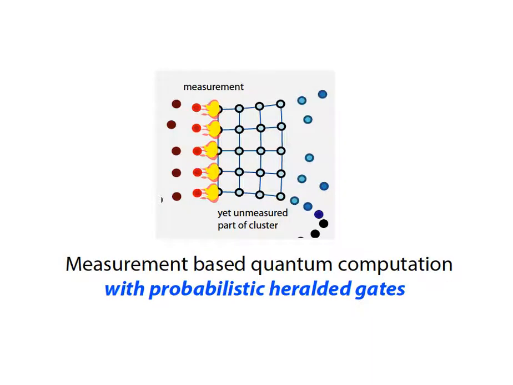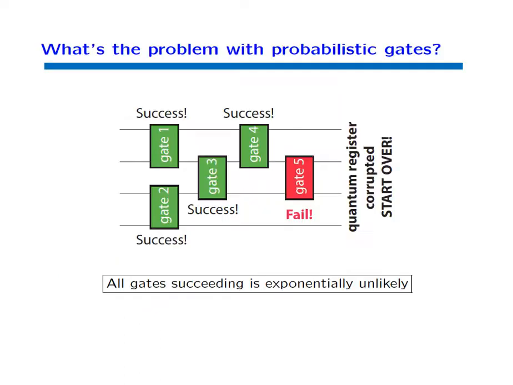And now we come to the subject of today's lecture, measurement-based quantum computation with probabilistic heralded gates. Probabilistic is not good, so this means that these gates sometimes succeed and sometimes fail. Heralded is good. This means that whenever the gate succeeds, we learn that, and when the gate fails, we learn that too. Let us first discuss what the problem with probabilistic gates is.